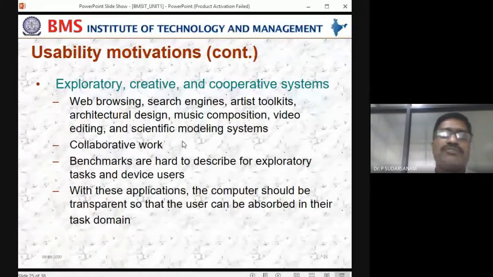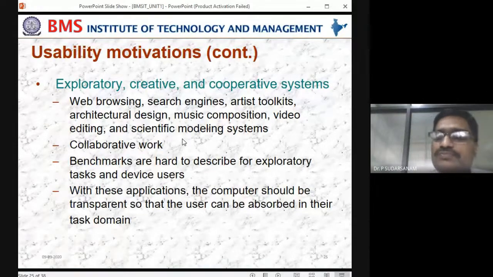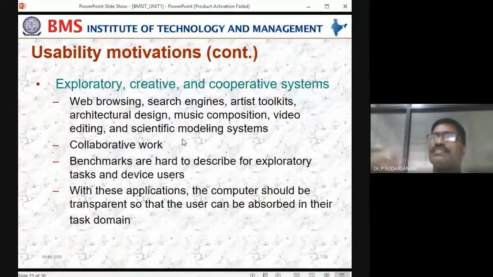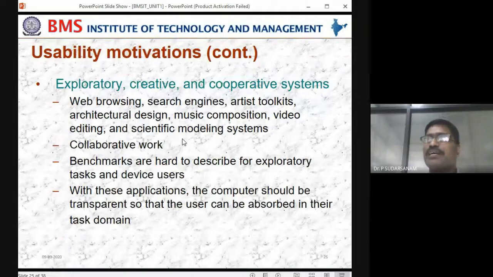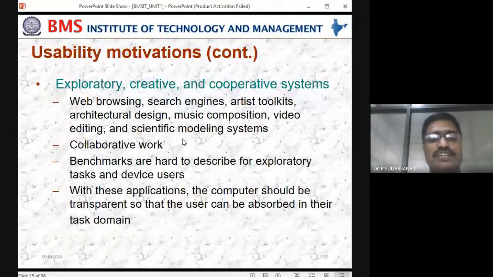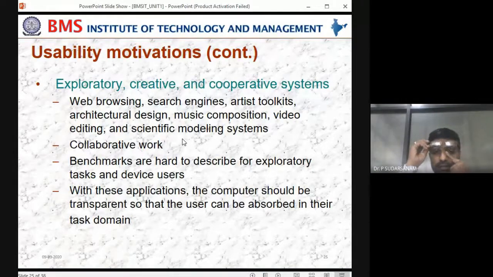Next is collaborative work. Collaborative work is nothing but what the cinema example told you. They take one place and adjust it in some cases. Even if you see marriage videos, they take footage here and sometimes set the backgrounds, all these things, collaborative. Next, benchmarks are hard to describe for exploratory tasks and device users.